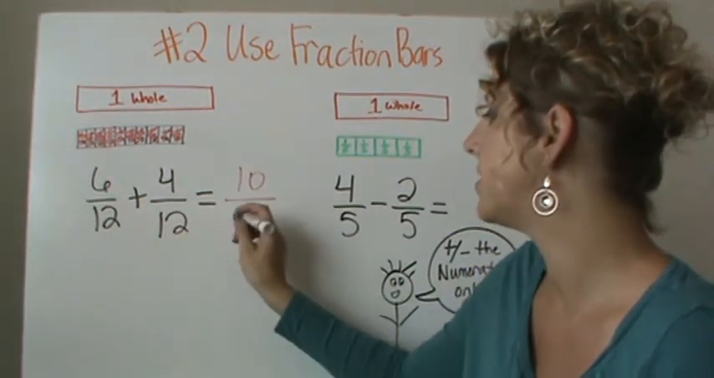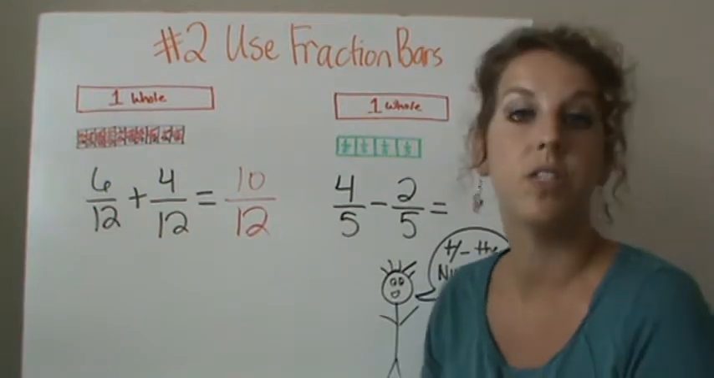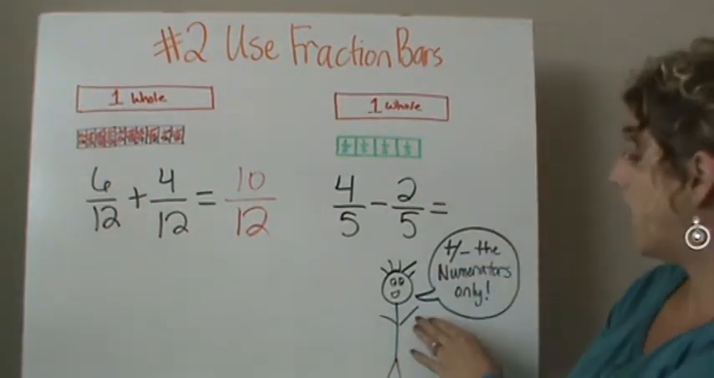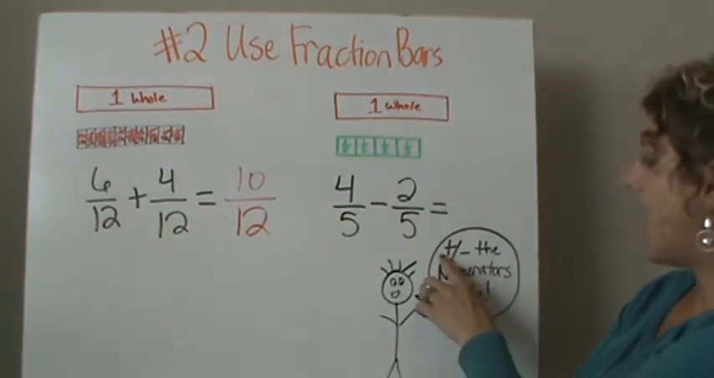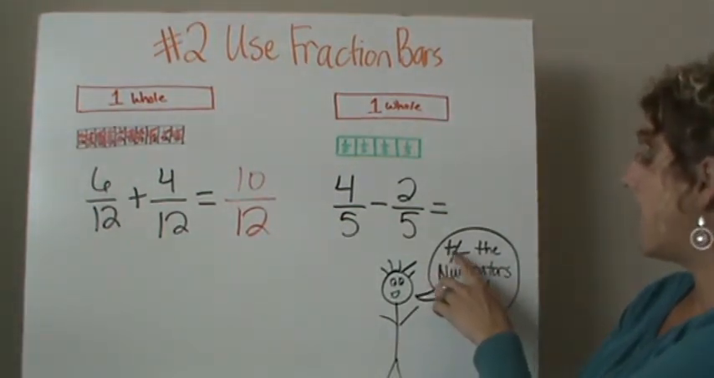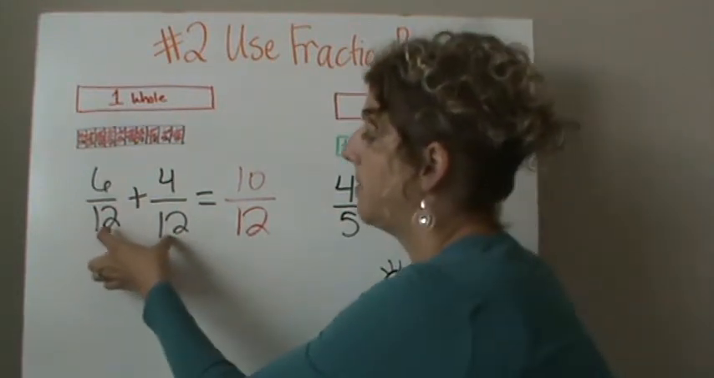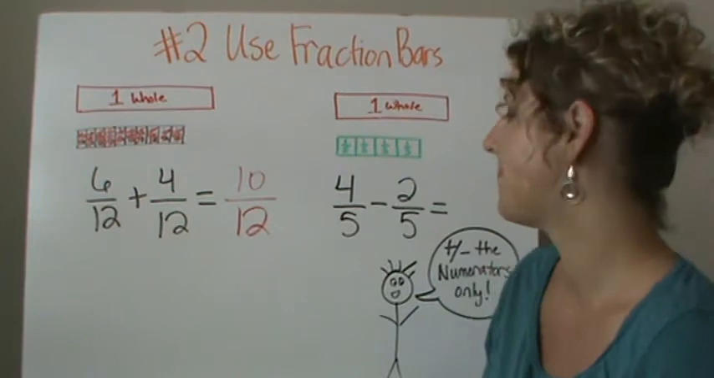The denominator stays the same because you want to keep it in 12 pieces. You want those pieces to be equal. Our little guy here tells us, adding or subtracting, you're going to add or subtract the numerators only because the denominators, the 12s, are the same.